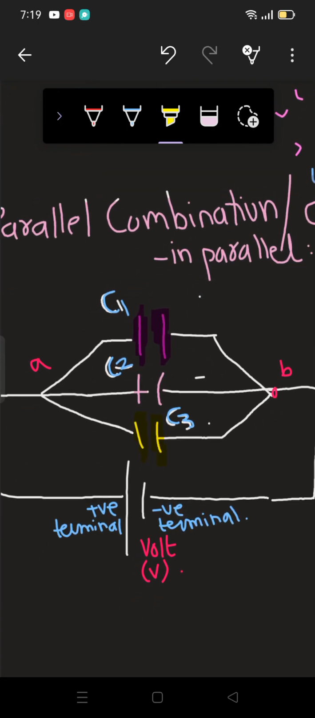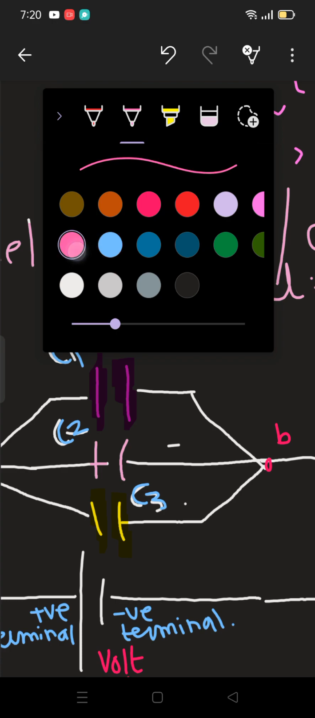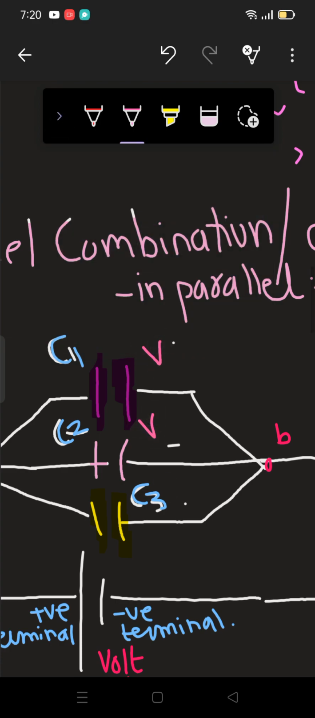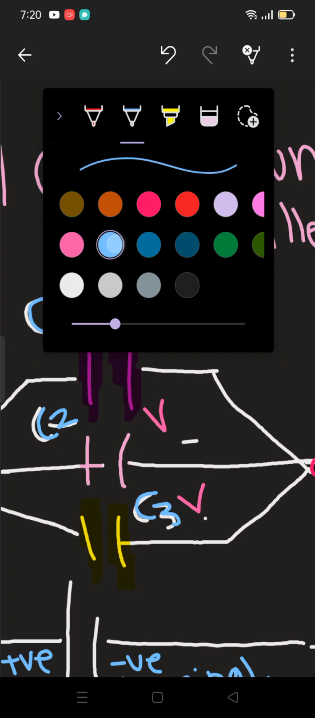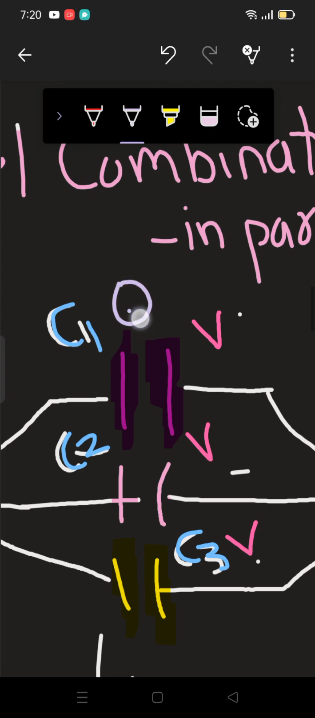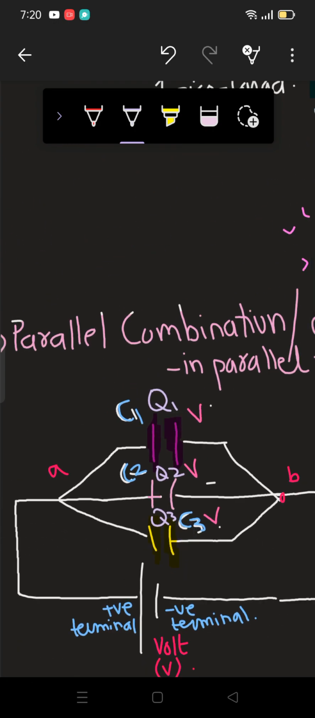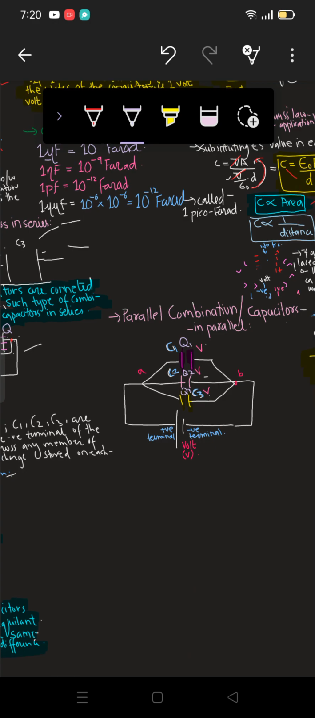So when they are connected in parallel, the same potential difference is provided to each capacitor, but the charges stored on the plates of the capacitors would be different, right? So they will each have the same potential difference V volt. However, the charges stored by these capacitors would be different. So this will store Q1 because this is C1, this will store Q2, and this will of course store Q3, right? So now what's the definition of it?